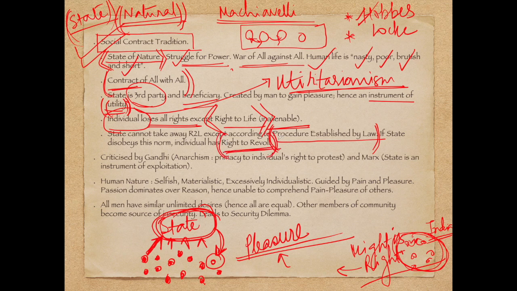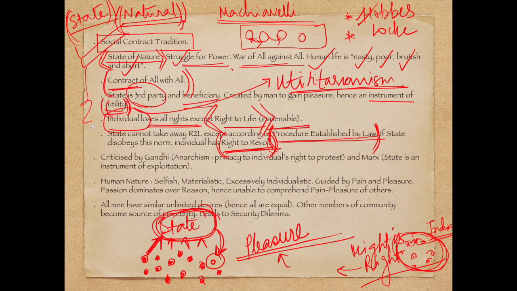Okay, so this is Hobbes' prescription for the state based on the social contract tradition. So if the right to life has to be taken away, it has to be done in the procedure established by law. If a death sentence has to be given to a person, it must be because he has violated certain laws which have been made by the state.